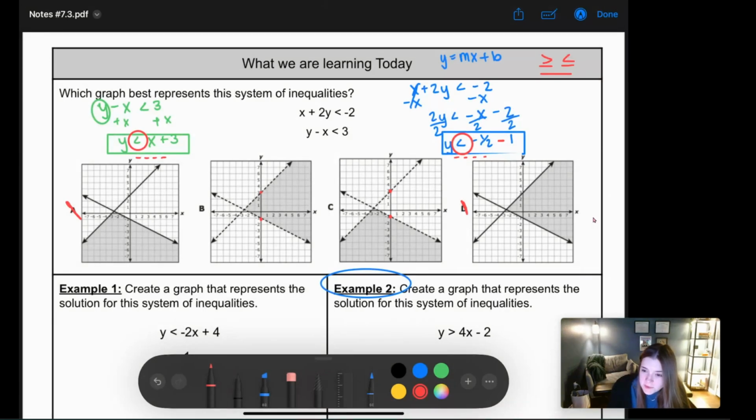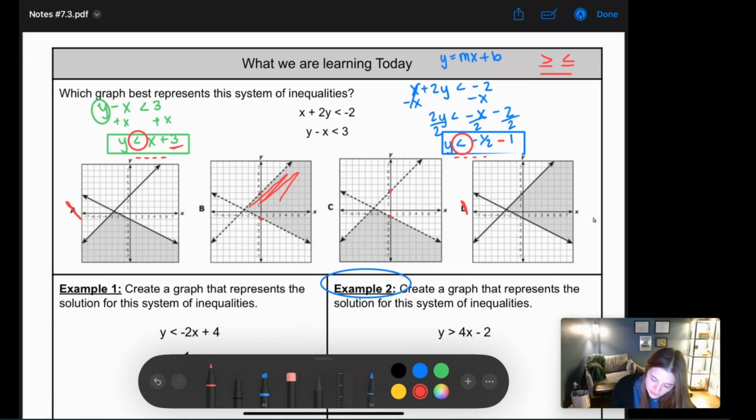Now I could check the slopes, but what would be an easier thing maybe to check? Where it's shaded. So for this one, if it's less than, okay, so this line with the 3 on it, so that's my y-intercept, the shading should be below it. Okay, that one is. This one also says less than.